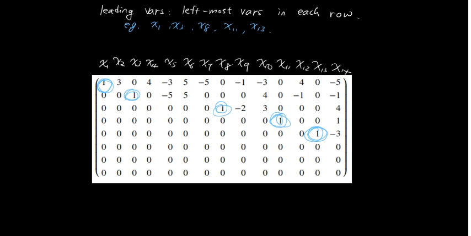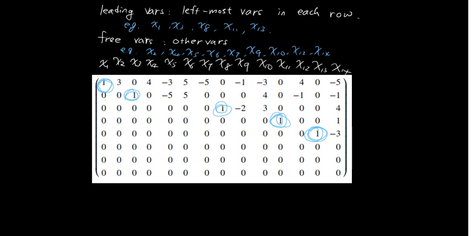And free variables are everything else. In this case, x2 is not leading, x4 is not, x5, 6, 7, 9. It's a lot.